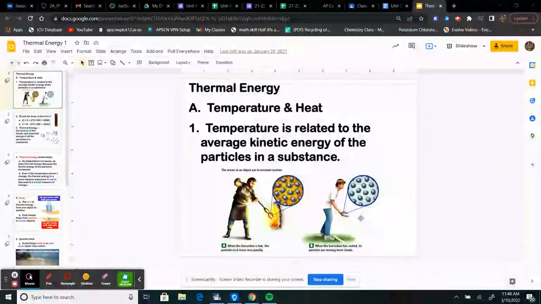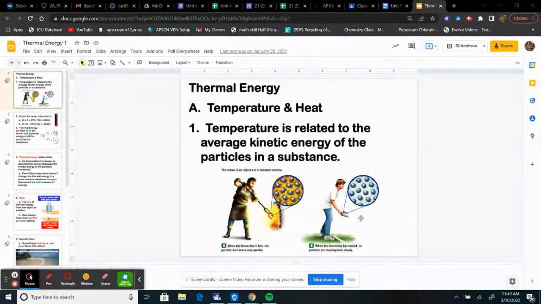All right, so last class we were really trying to drive home your heat versus temperature and your different types of heat transfer. Really, that class is a review from stuff that should have been taught in middle school science. So you should have learned about the three different types of heat transfer: radiation, conduction, and convection. You should have also looked at heat versus temperature.